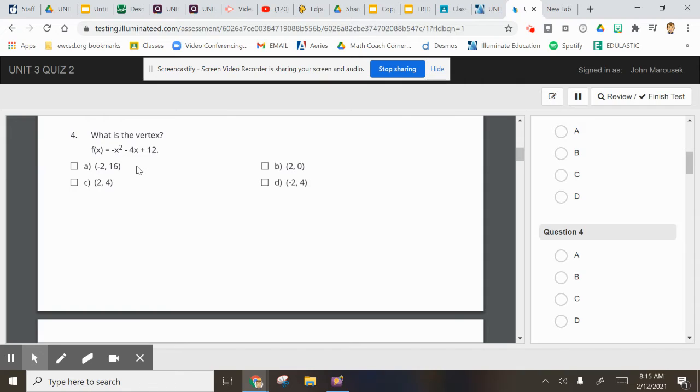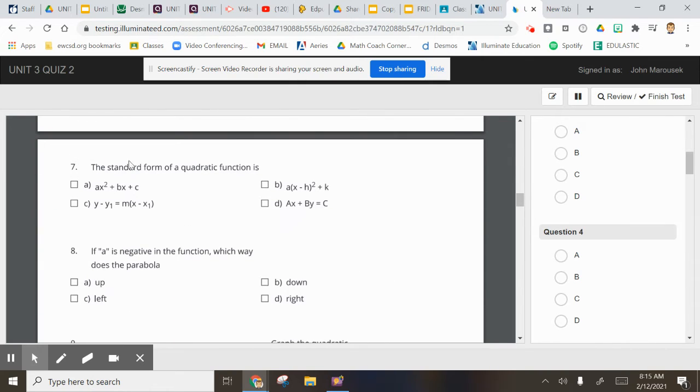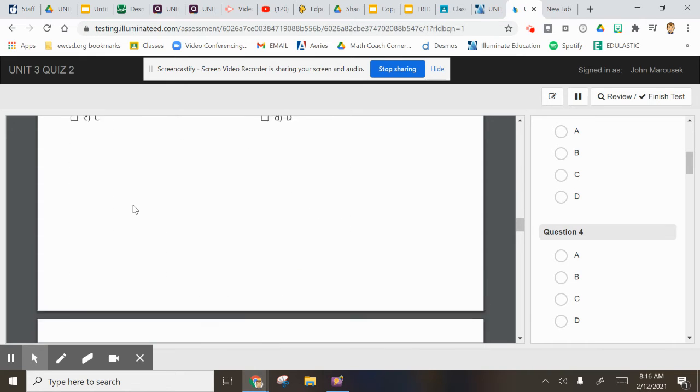Now, vertex should not have any issues. Negative b over 2a, and then plug in that and get your y. You should have all the notes needed for that one. Okay. What is the standard form of a quadratic function? We've talked about this. This answer should jump out at you. If a is negative in the function, which way does the parabola open?